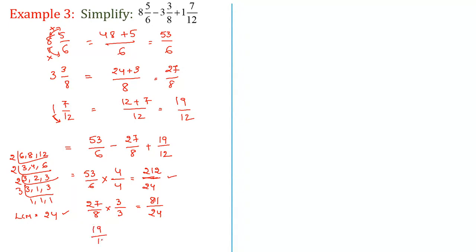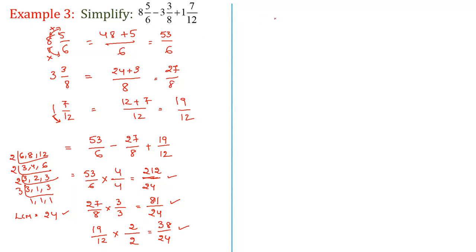Next 19 by 12. By multiplying which number will the denominator become 24 here? You know that 12 2s are 24. So multiply both numerator and denominator with 2 to find the equivalent fraction. 19 2s are 38. So 38 by 24. Observe here, all the three fractions have become like fractions. So now you can apply the operations in between them.